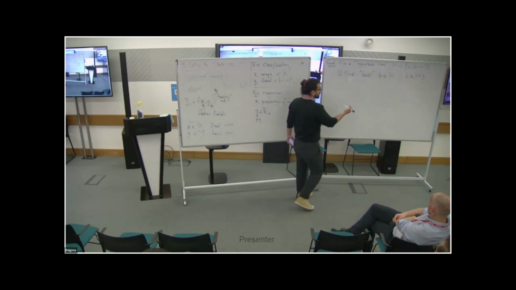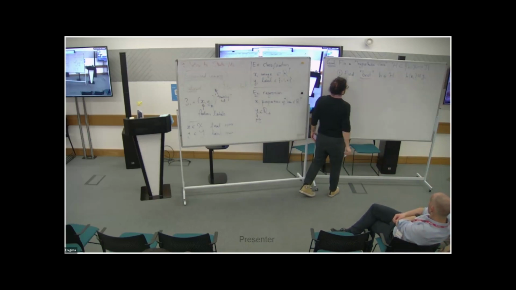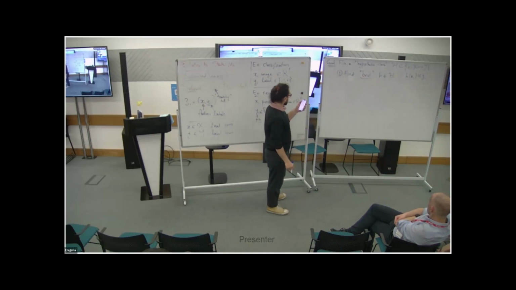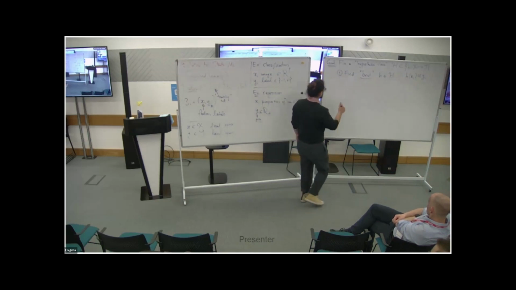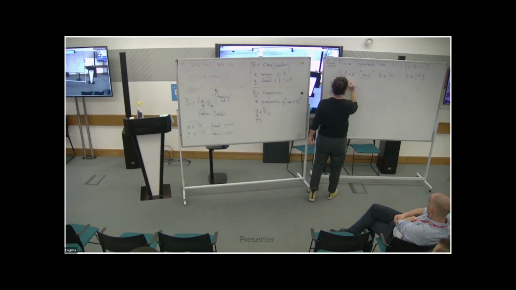Now we need to define a lot of things, obviously. What is best, for instance? What is approximately? We need to define this kind of stuff. But before that, is this enough? Let's just first ask this question. So this is called the training problem.